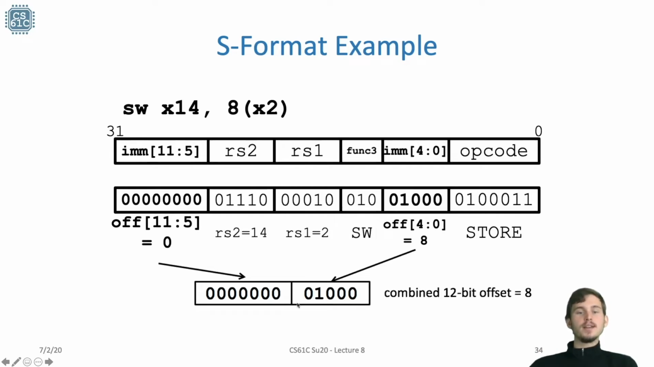For example, you can see 8 is just 1000, which means the lower 5 bits are just 01000, and we can just put those here, and then the upper bits we can just put right here. So it's really nice, and it makes it really easy to reuse a lot of the hardware that we have.